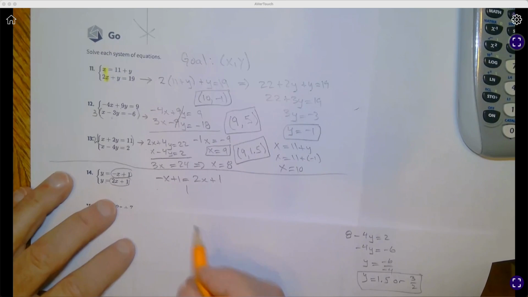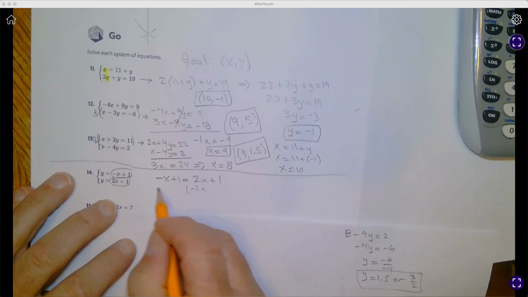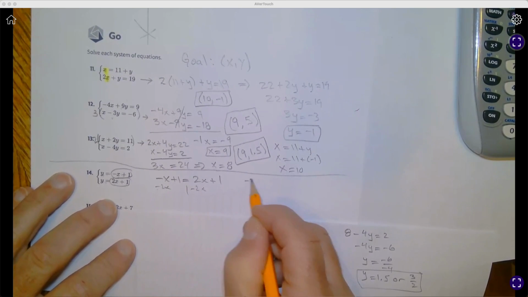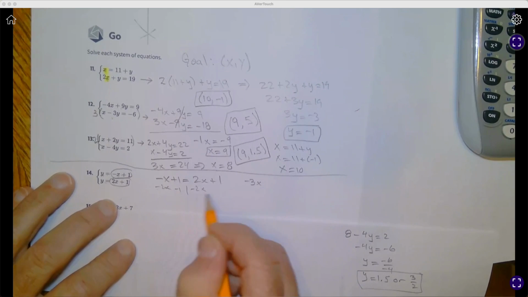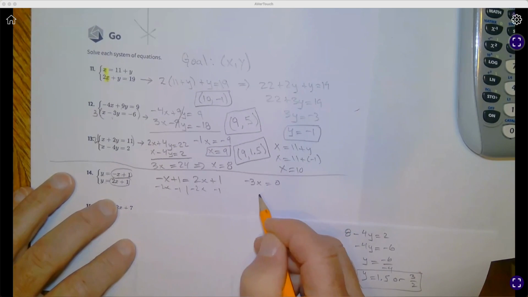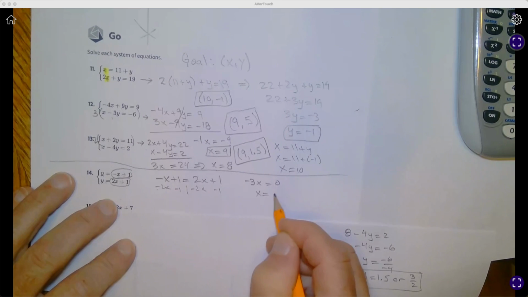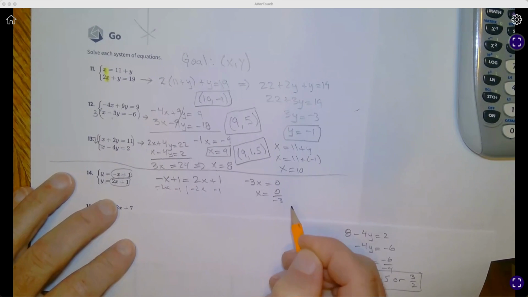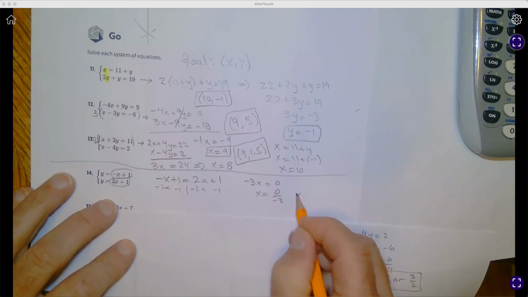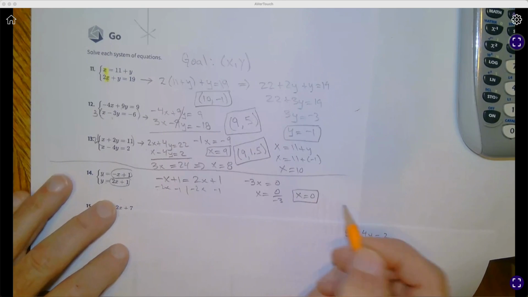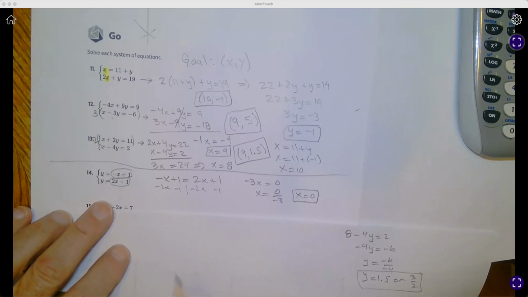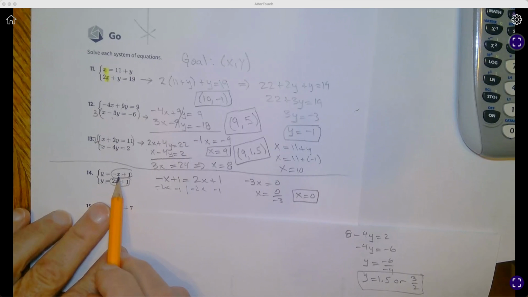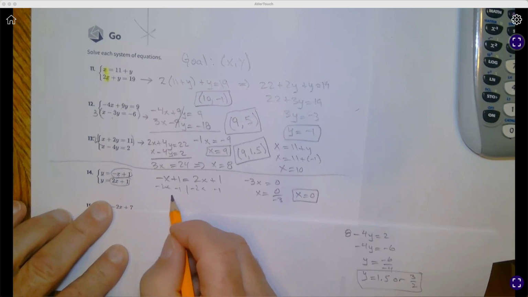Subtract 2x from both sides. Boom. That gives you -3x. Let's also subtract 1. Ooh, equals 0. Divide by -3. 0 is a number. Don't be scared of it now. 0 divided by -3 is 0. Okay, that's money. Because look, if I put 0 in there, 0 plus 1 is 1. 2 times 0 is 0 plus 1 is 1. So y equals 1.